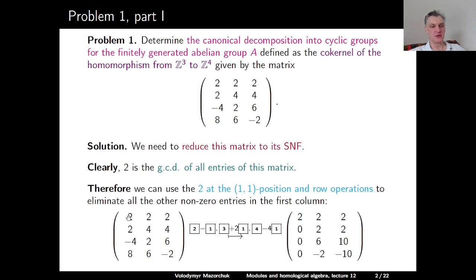So we subtract row 1 from row 2, we add twice row 1 to row 3, and we subtract 4 times row 1 from row 4. We get the following matrix: 2, 2, 2, 0, 2, 2, 0, 6, 10, 0, -2, -10.